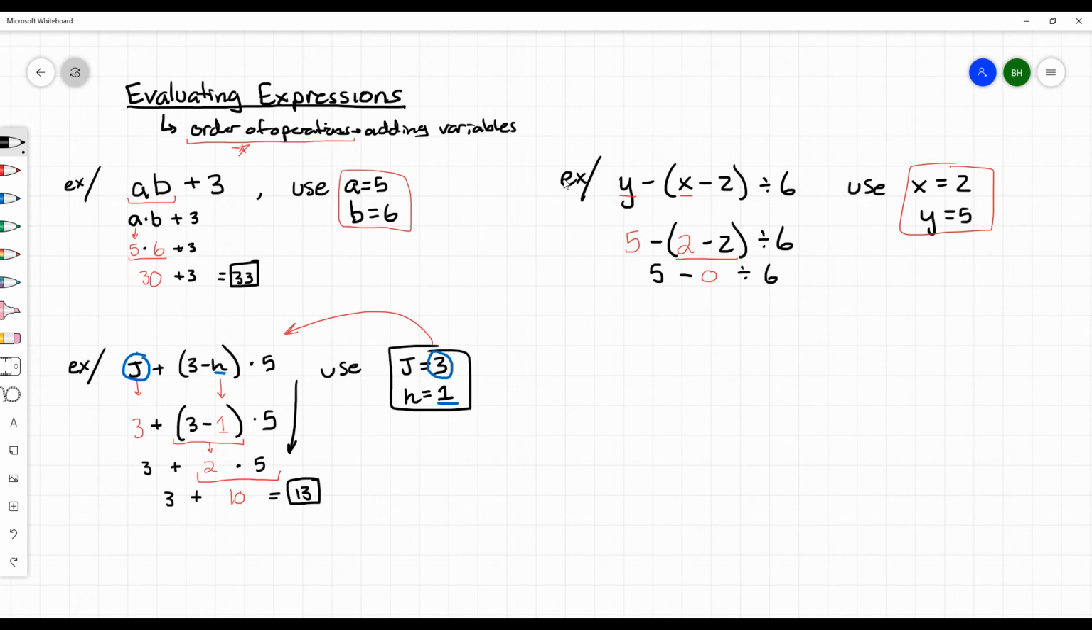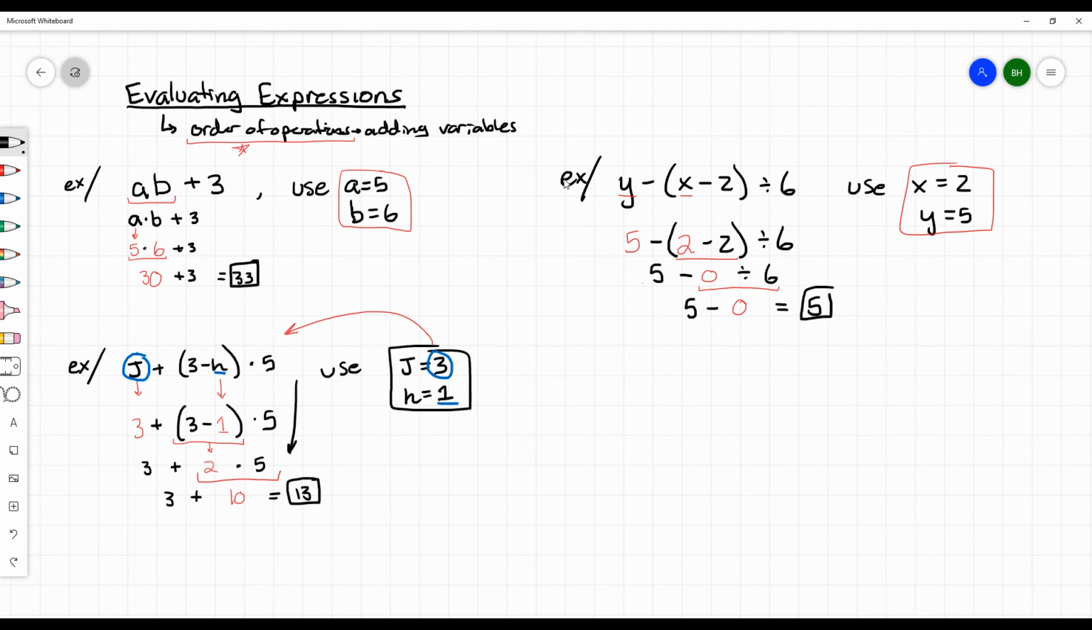Here, I'm going to get 5 minus 0 divided by 6. And what I'm going to do first is actually the division, because the division comes before the subtraction. When I do that, I get 0 divided by 6 is going to be 0. I'm going to rewrite everything else, and I get 5 minus 0 is going to equal 5.